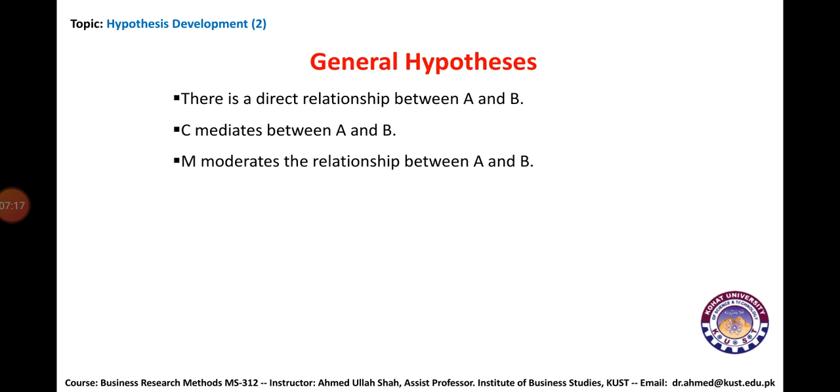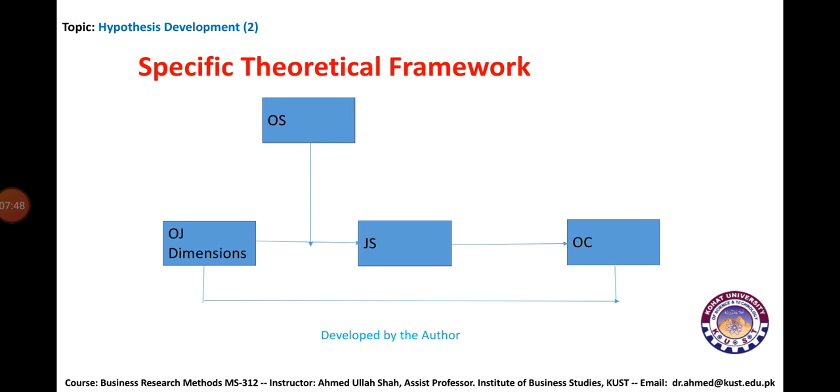Now, in light of this definition, we have developed these hypotheses. For example, hypothesis number 2: C mediates between A and B. Similarly, hypothesis number 3: M moderates the relationship between A and B. Now, this was all about our general theoretical framework, and we have developed general hypotheses on the basis of our assumptions.